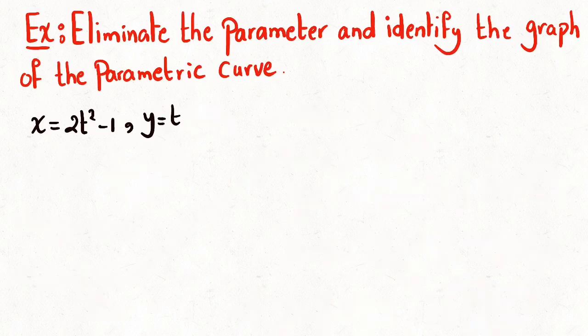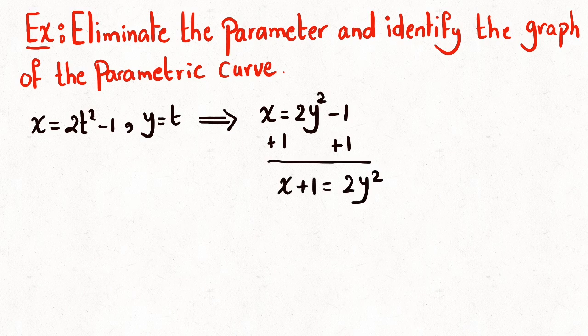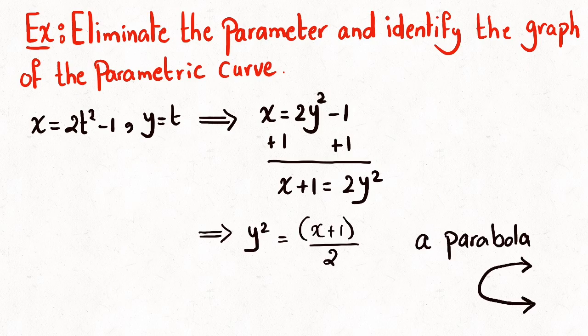Okay, last question about elimination. Here we have x equals t squared minus 1, y equals t. I will replace t by y inside x, and I will solve it for y. I will have x plus 1 equals 2y squared. I will divide both sides now by 2, and eventually it's a parabola.